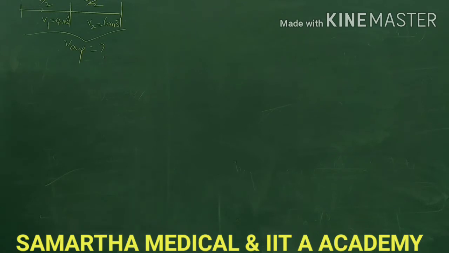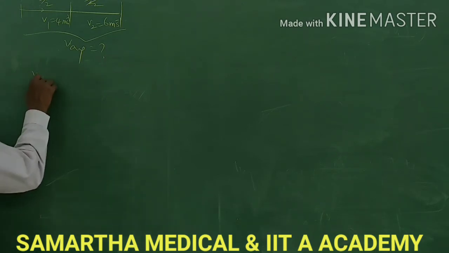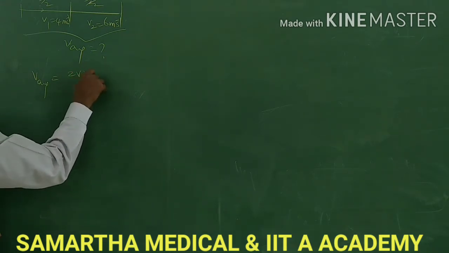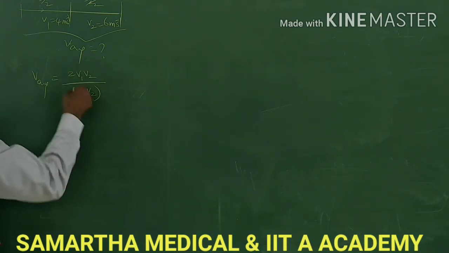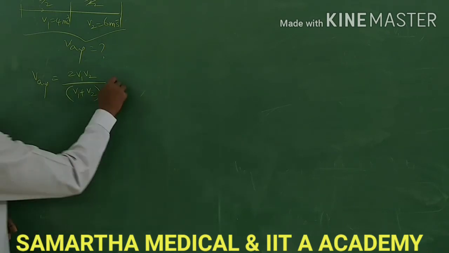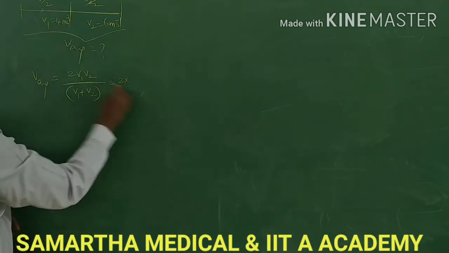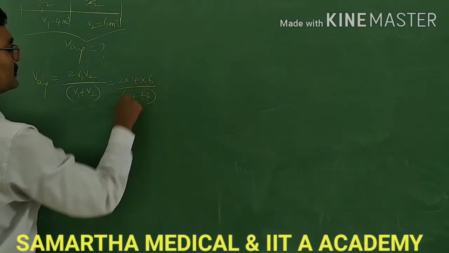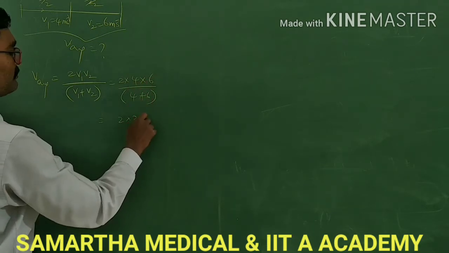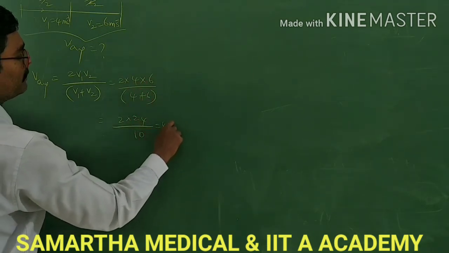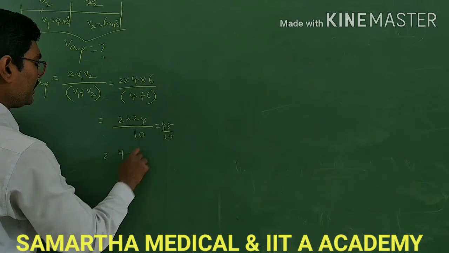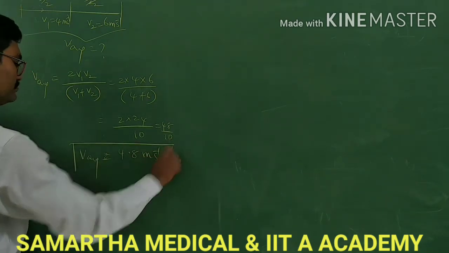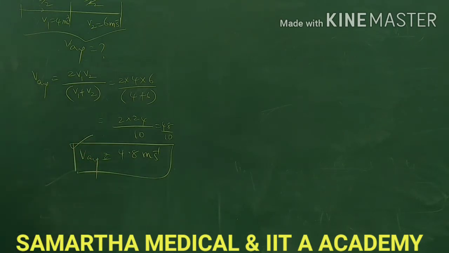Which formula? Yes, V average equal to distance covered, same formula. So what is that? 2V1V2 by V1 plus V2. So 2 into V1 is 4, V2 is 6, by 4 plus 6. So 2 into 6 fours are 24 by 10... 48 by 10. So 4.8 meter per second. That is the average speed. Okay.